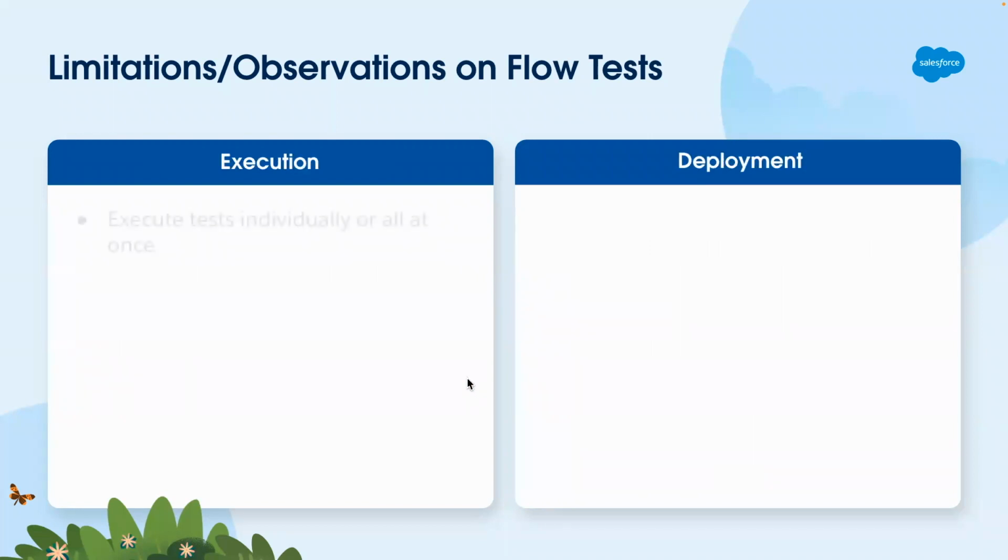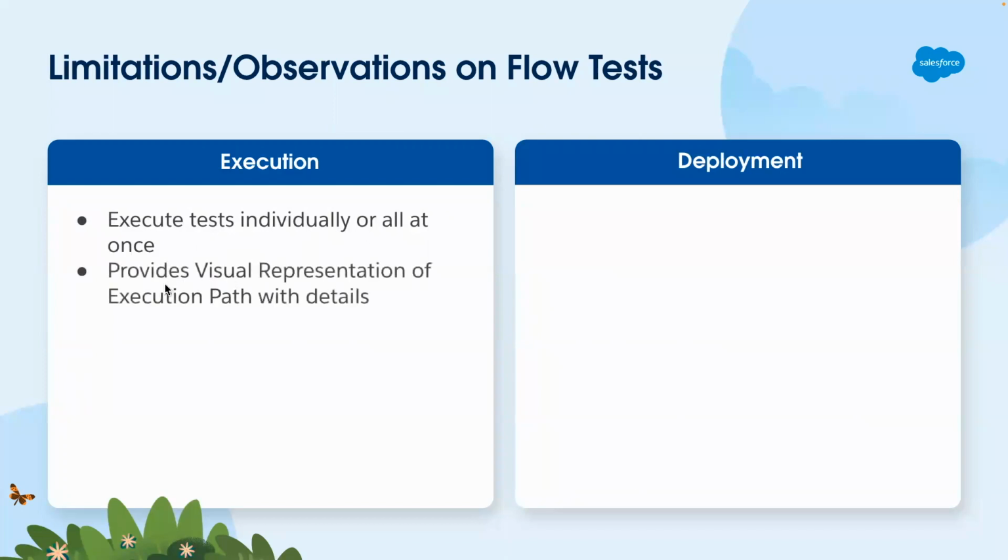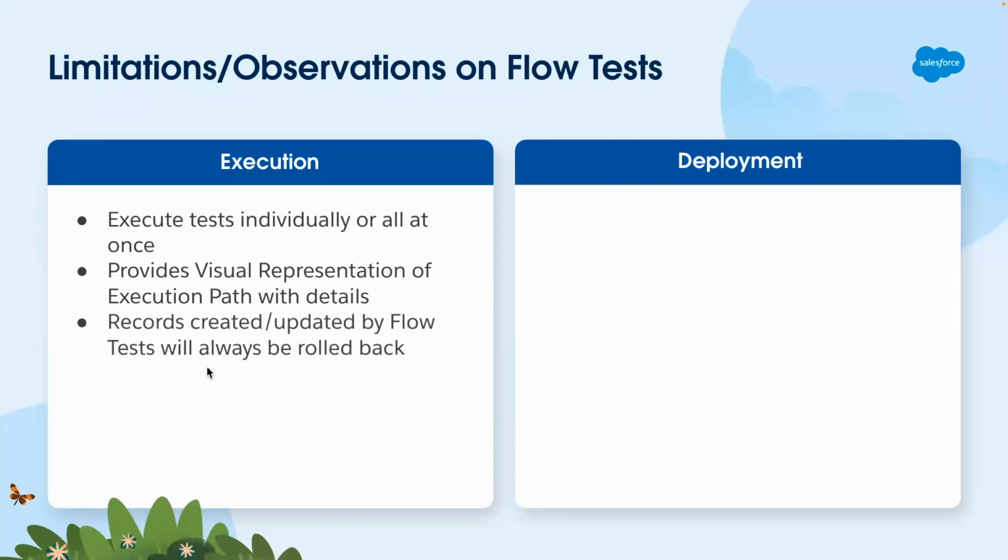Now for execution, you can execute tests individually or all at once. We had a look at that in the demo. What is nice about executing tests individually is that Salesforce will provide a visual representation of the execution path and the execution details as we saw in our demo. Records created or updated by flow test will always be rolled back. These records will not be saved in Salesforce database.